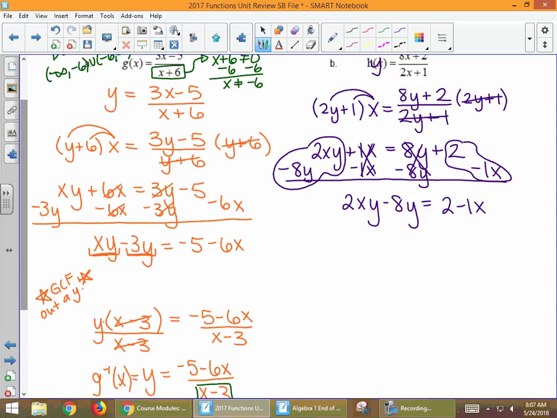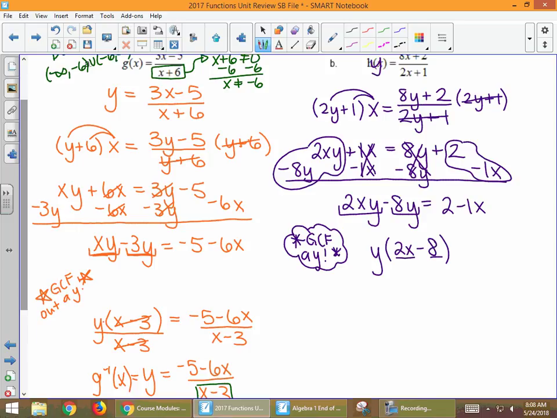And then here's the key step again. GCF out a y. Once you have your y terms on the same side, you've got to take out that y. So I have two terms here that I can take a y out of. When I take a y out of my first term, I'm left with 2x. When I take a y out of the next term, I'm left with negative 8.